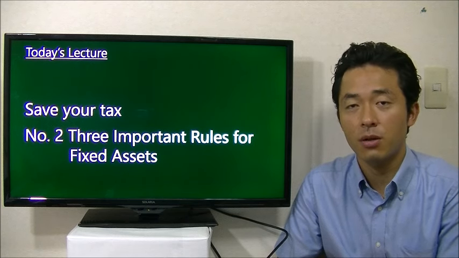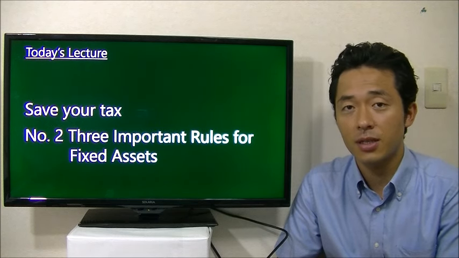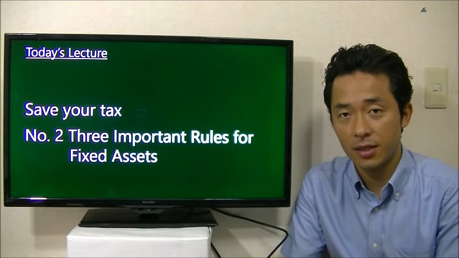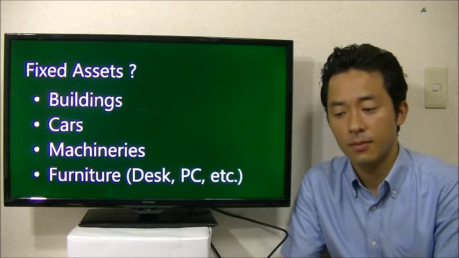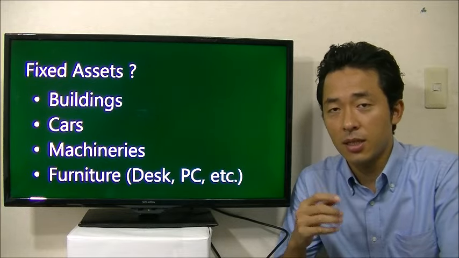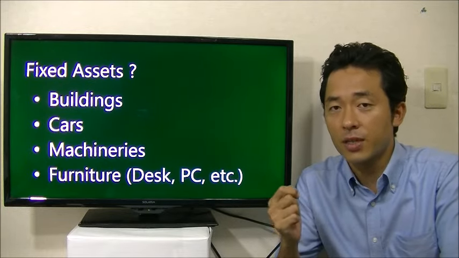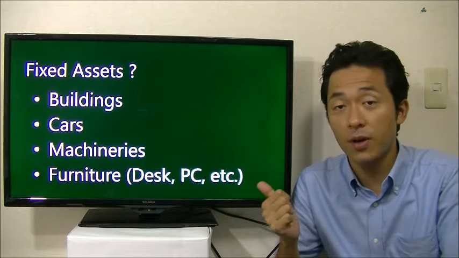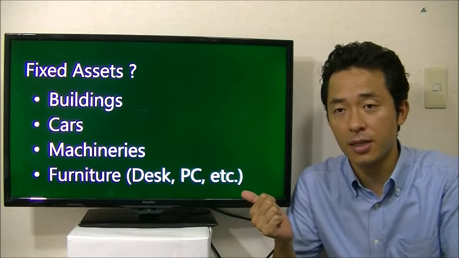Today I'm going to talk about the fixed asset. There are three important rules regarding the fixed asset. By the way, what is a fixed asset in Japan? I think it's the same in your country too. A fixed asset is like buildings, cars, and machinery, and furniture like a PC or desks.